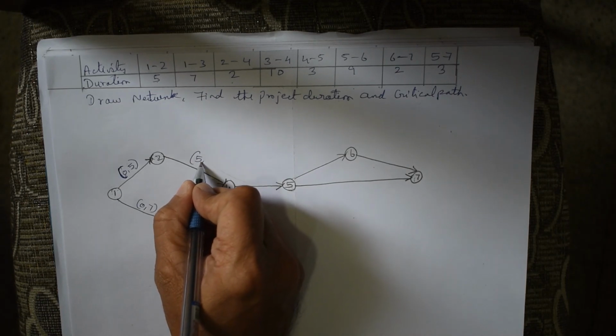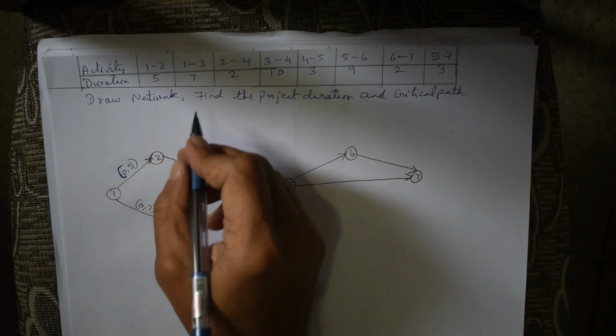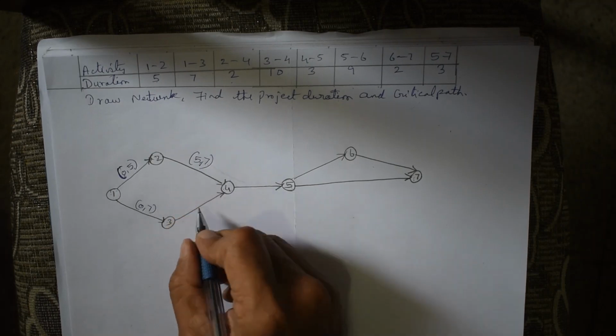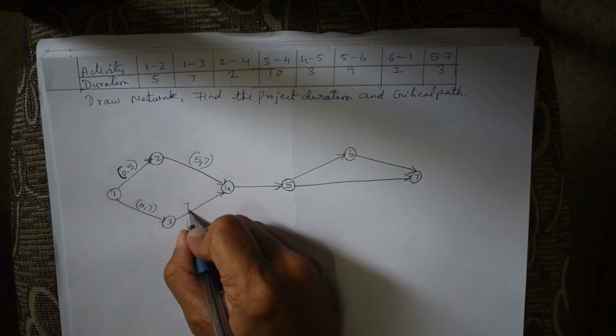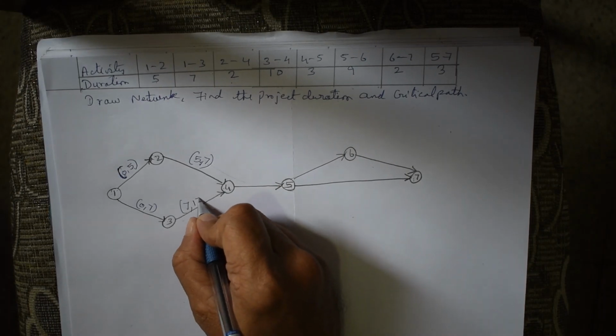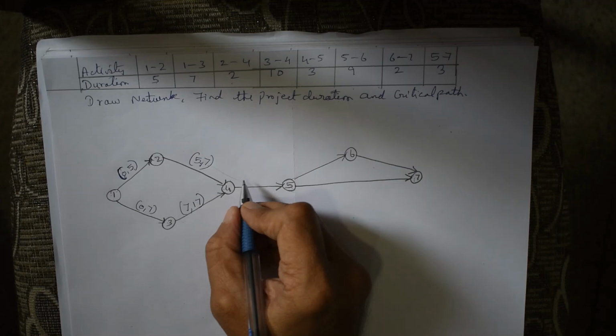I can start only after this is done. So my starting time for 2 to 4 is going to be 5. When it is 5 plus 2, it is going to be 7. 3 to 4, it is 10. 7 plus 10, 17. 4 to 5 is 3.